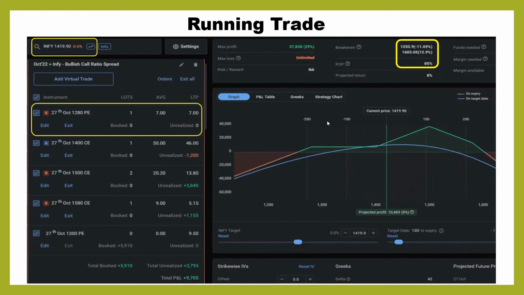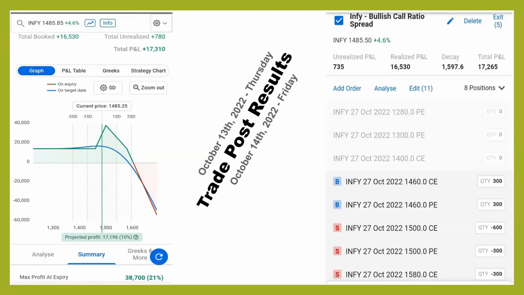What happened and how it went, I'm explaining one by one so that you can visualize it better. On October 13th, Thursday, post-market hours, Infosys announced results. We all know that it was very good. The market opened on Friday, October 14th. Infosys gapped up around 4%, and at maximum it went up to 5%. So it went up to 1485, and I even saw 1490 above that.